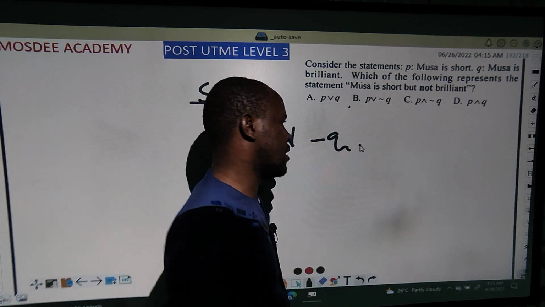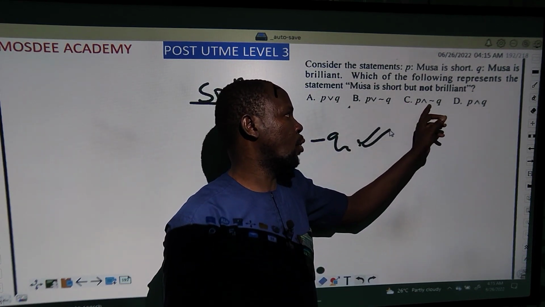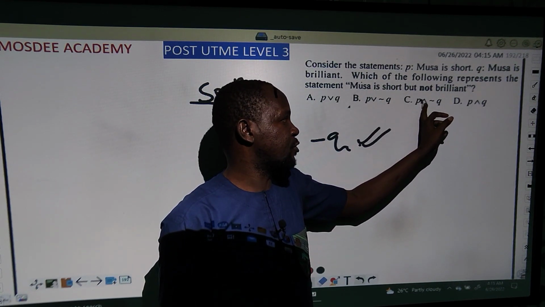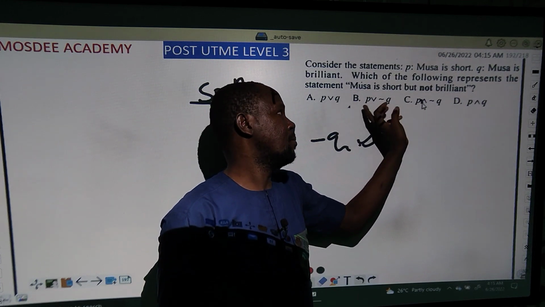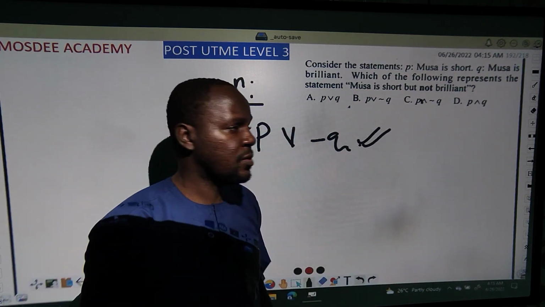So please let's be careful about this for question 2. Sometimes in logic questions, Musa is short and not brilliant. I hope you can see Musa is short and not brilliant. Musa is short but not brilliant. So next question, admin. Next one, please.